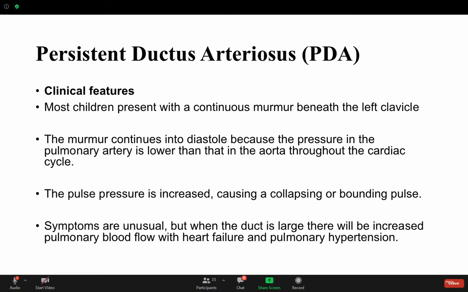Okay, the machinery murmur is this continuous murmur, and the best place to hear it is behind the left clavicle. If you hear a continuous murmur behind the left clavicle, this is almost always a PDA. The murmur continues into diastole. Why? Because during diastole the pressure in the aorta is still more than in the pulmonary artery, so there is always shifting of blood during systole or diastole. You would hear a murmur.